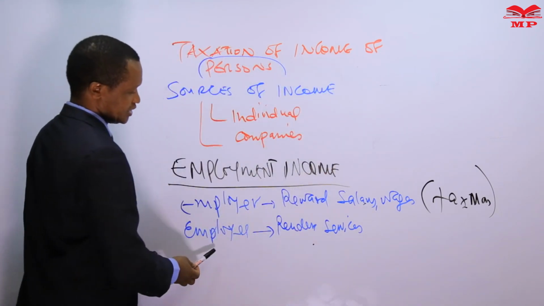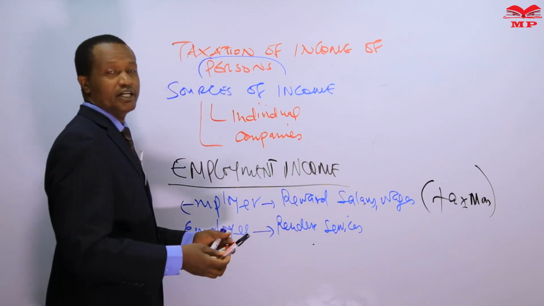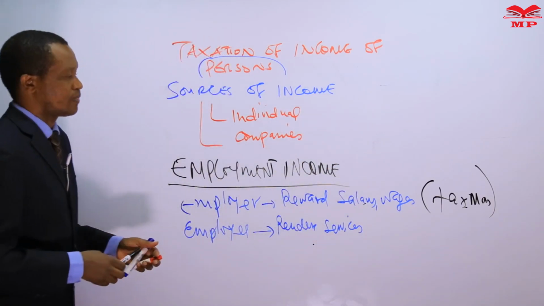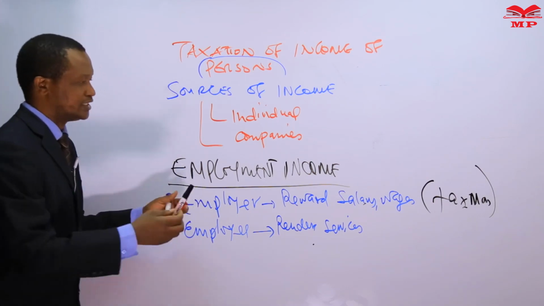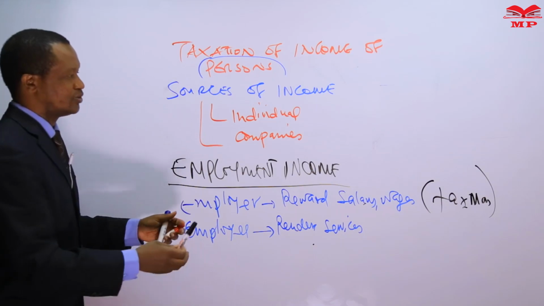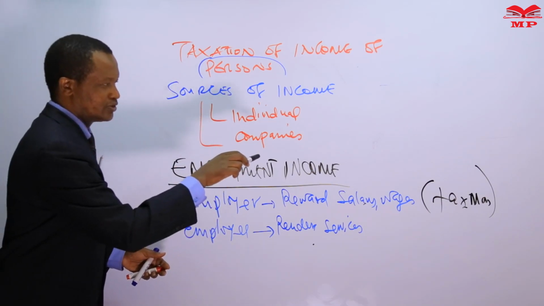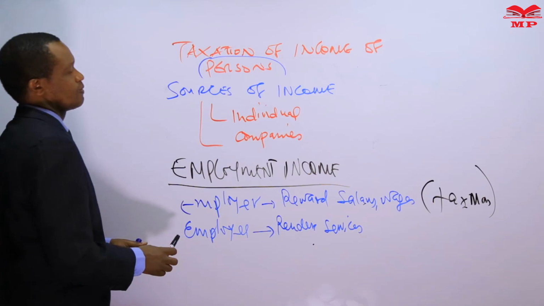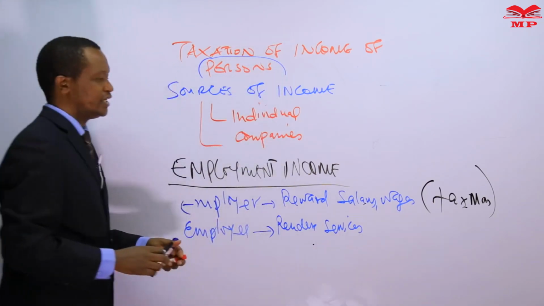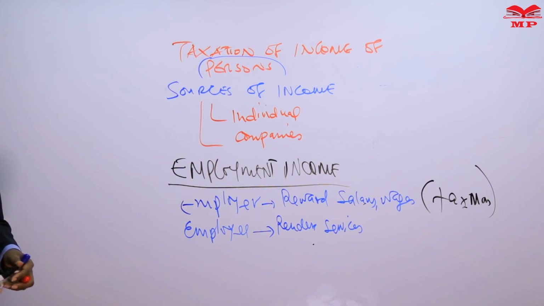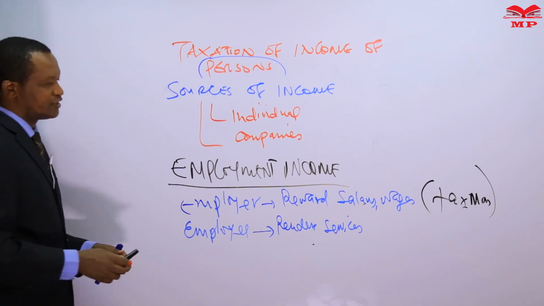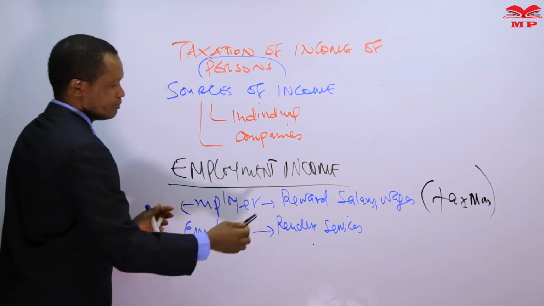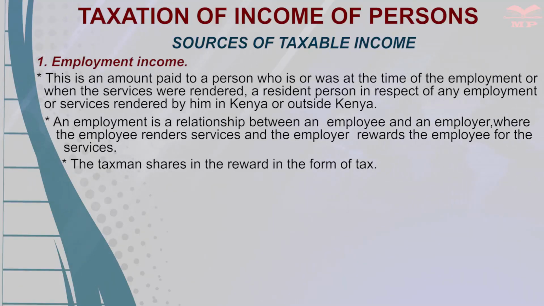So this income that the employee receives is shared between the employee and the taxman. Okay? So we will be studying how that taxation is done. In a short while, we'll be looking at how the taxman charges or subjects this salary or income to tax. So, taxation of income. I've defined employment. I've said employment income is the income derived from the employment arrangement.